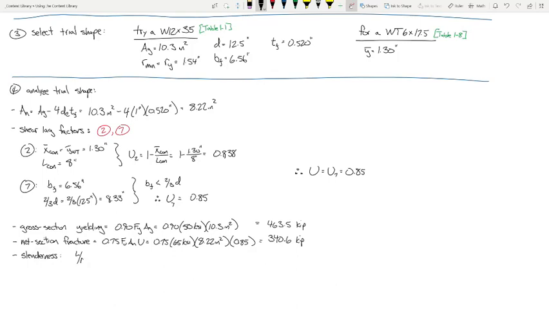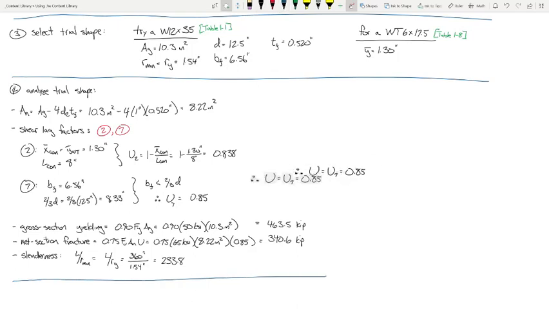So L over R min is going to be L over RY, which is 360 inches over, what was RY? 1.54? And so that's 233.8. So to summarize, and maybe what I'll do is stick that over there, just so I don't have to scroll so much.